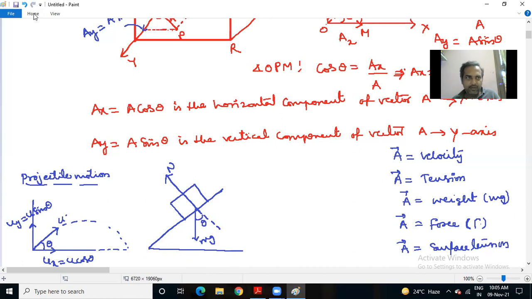Now here again we go with resolution. So mg is resolved into two components. There will be mg sin theta, because this will be opposite. So mg sin theta acts parallel to the inclined plane, whereas mg cos theta is equal to the normal reaction. This you will get in Newton's laws of motion, particularly when a body moves on an inclined plane. So this is the friction part.